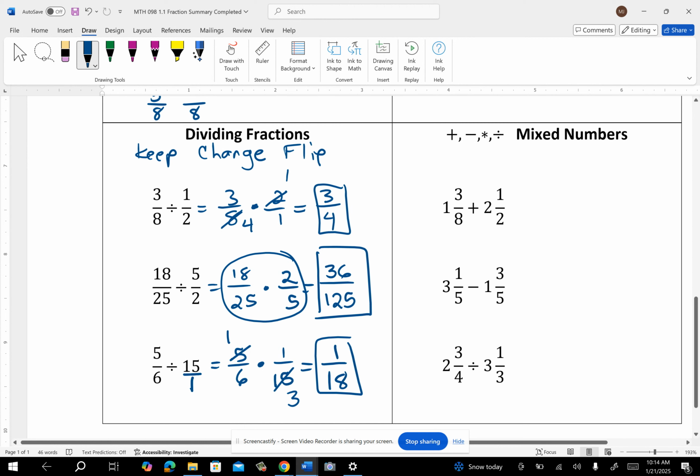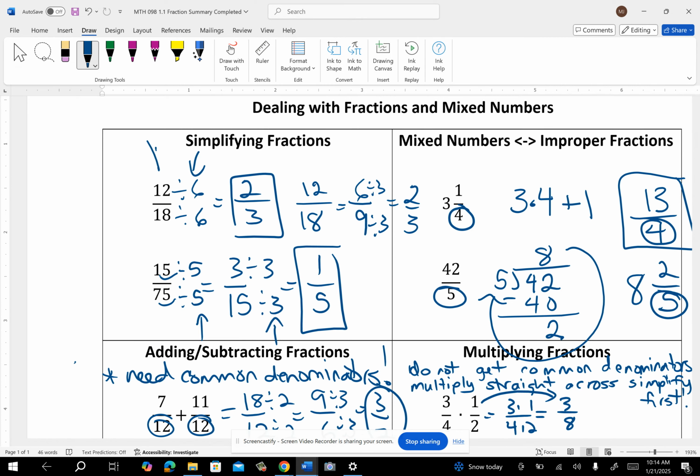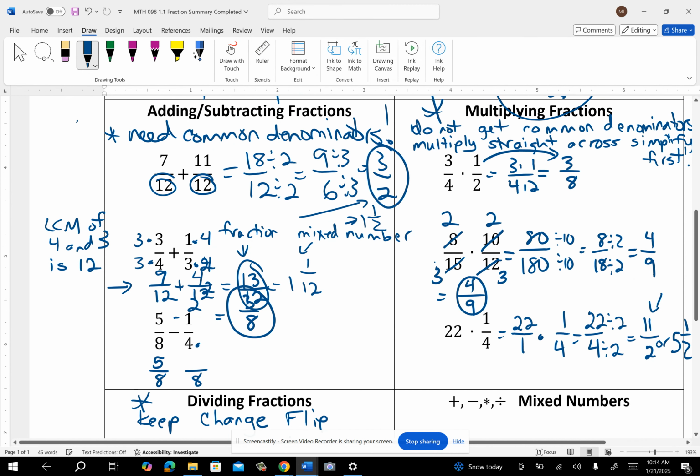Now, in my opinion, what I really want you to notice is that simplifying, multiplying, and dividing all kind of feel the same. Basically, once you've got it changed into multiplication, then you're really starting to try to look for common factors and simplify. So there's a lot of commonality between simplifying, multiplying, and dividing. It's adding and subtracting that requires the most work. Please, please, please make sure you understand that you need common denominators before you can add fractions. They have to be like fractions.